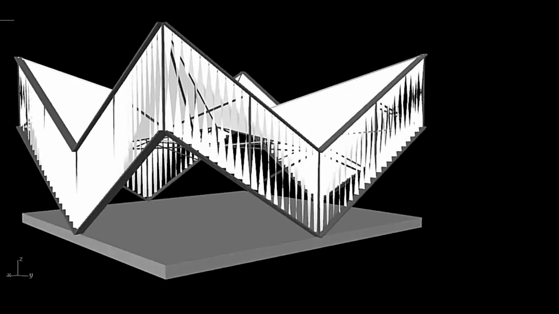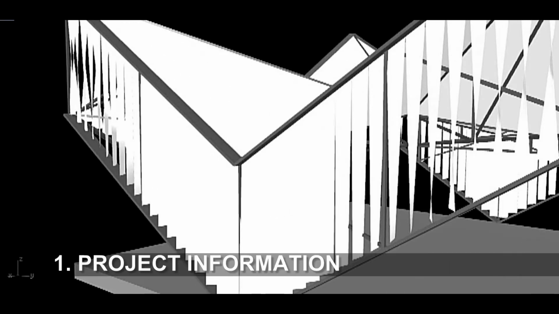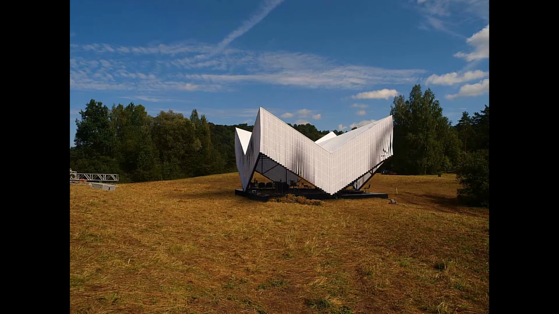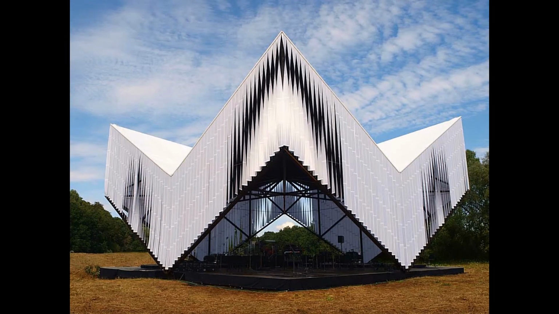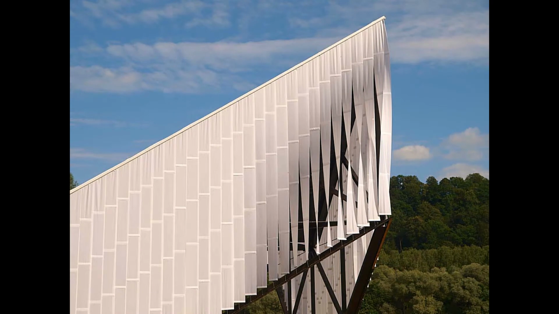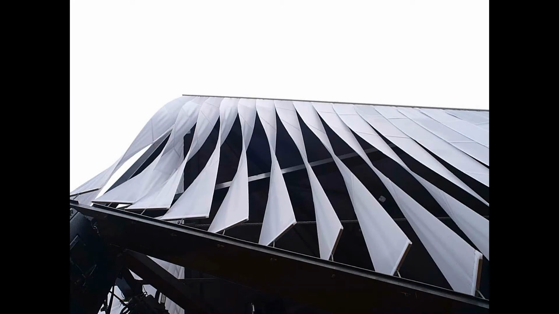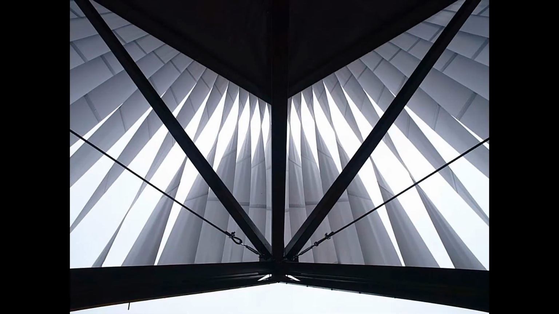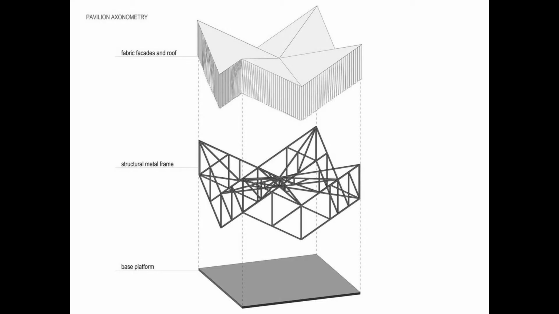The first part will be the project information. As you can see in the photos, this project is a pavilion for a natural concert hall. And for me, the most challenging part is to build the structural metal frame and the fabric facades, which are the rotating curtains.